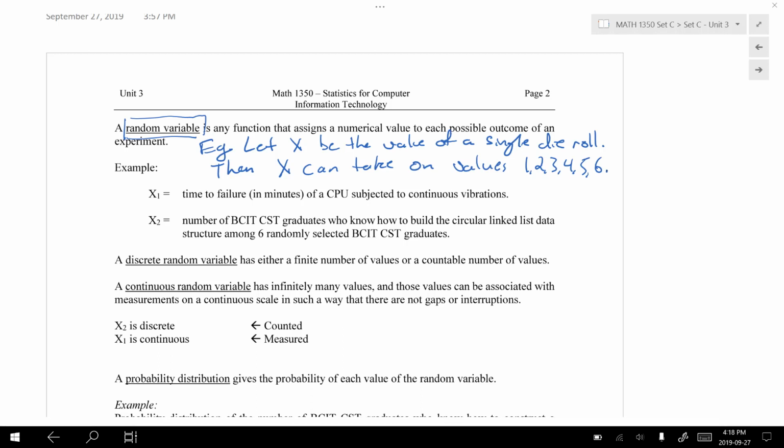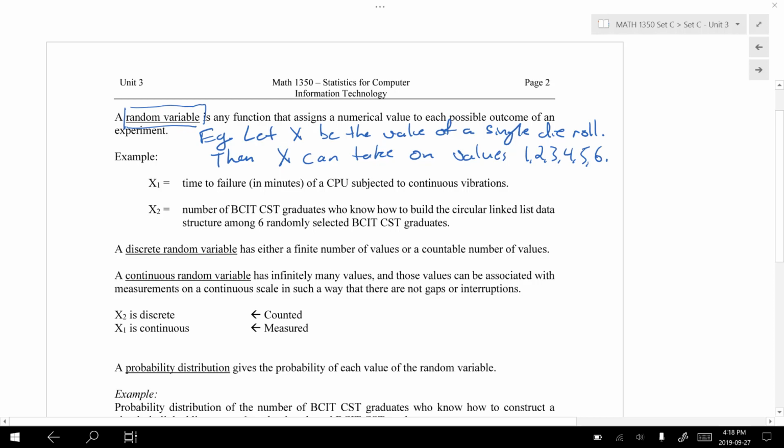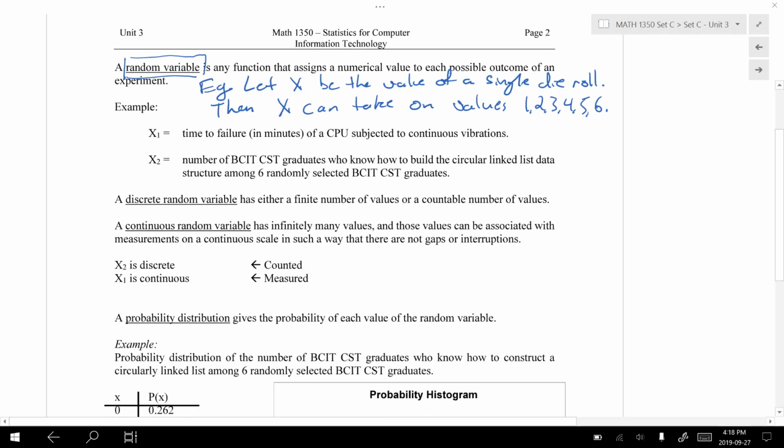Two more examples below here. We have x1 is time to failure in minutes of this particular CPU. And x2 could be the number of BCIT CST graduates who know how to build a circular linked list data structure among 6 randomly selected students. So you select 6 students and want to know how many among them can do this particular task.